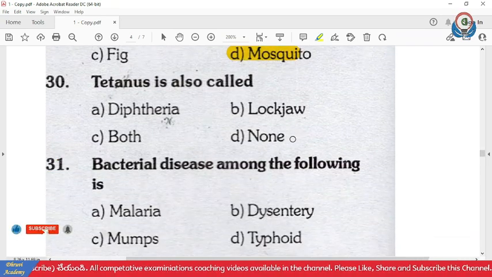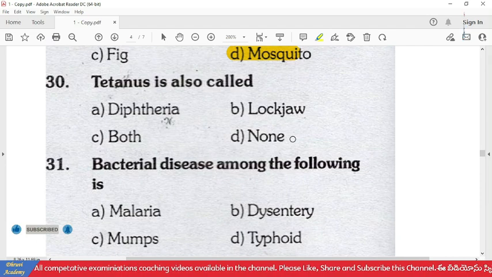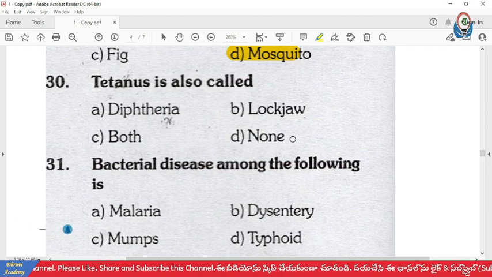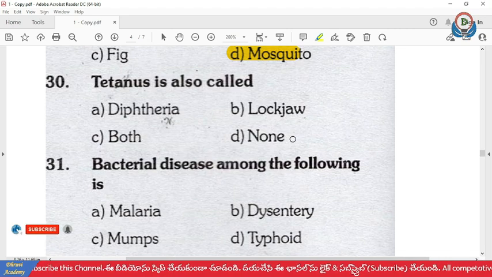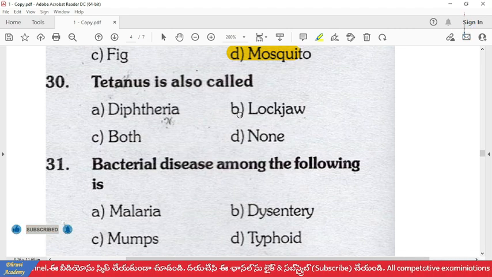Next, tetanus is also called, is it A diphtheria, B lockjaw, C both, or D none? Which is the right answer? Tetanus is also called lockjaw. It's lockjaw.